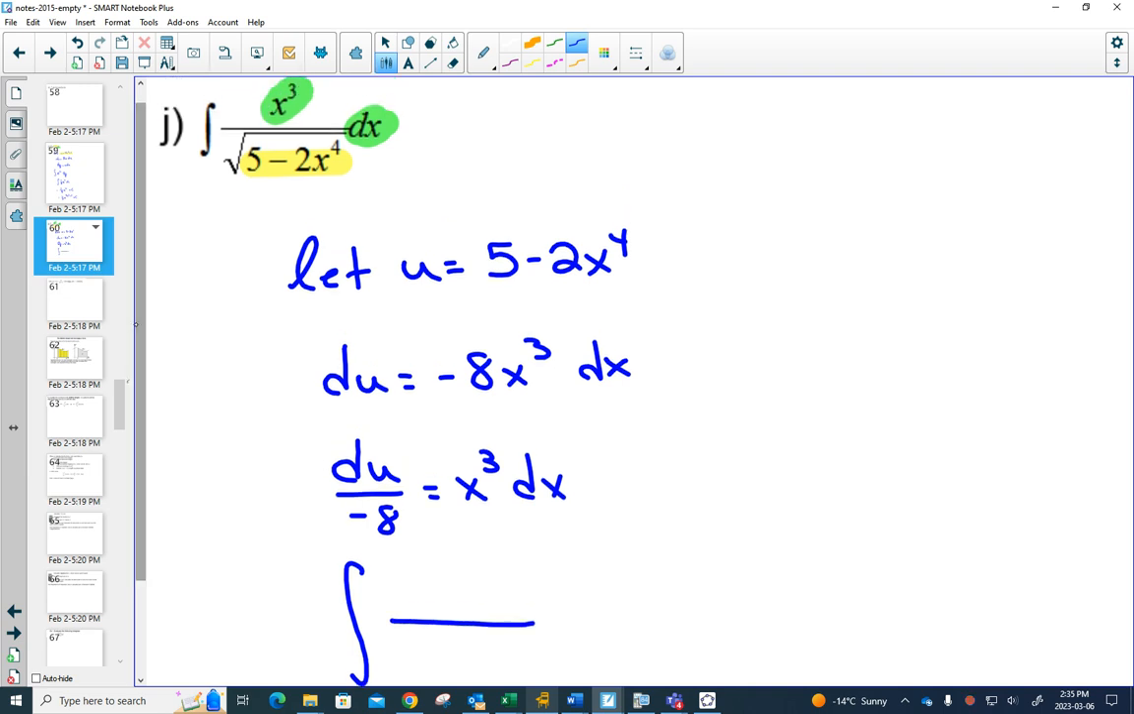well, the x cubed and the dx are going to go away. They're going to get replaced with the du. So I'm going to be left with a 1 on top because everything's gone away. On the bottom, I'm still going to have that square root sign. And I can replace that with u. The dx and the x cubed will get replaced with du over -8.